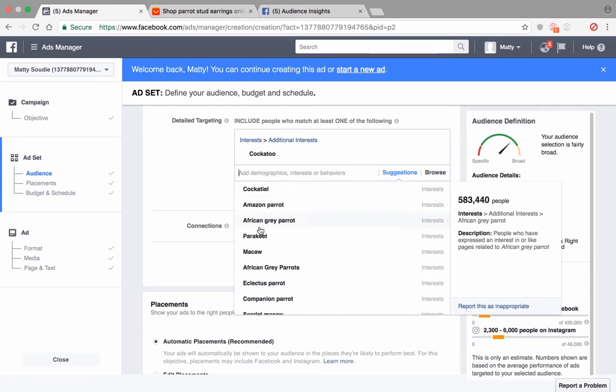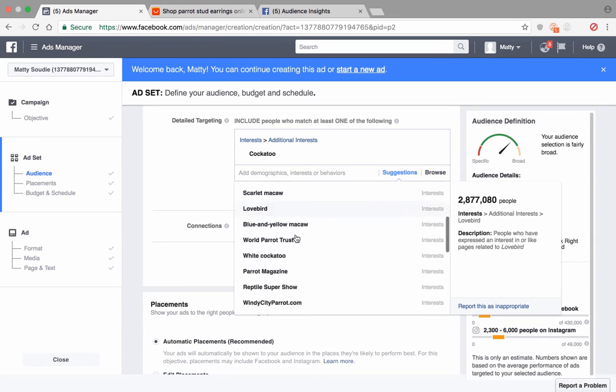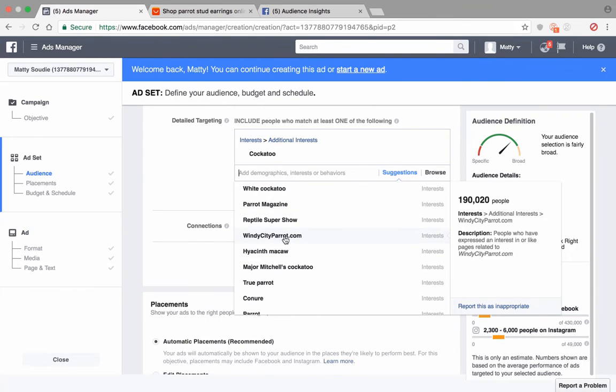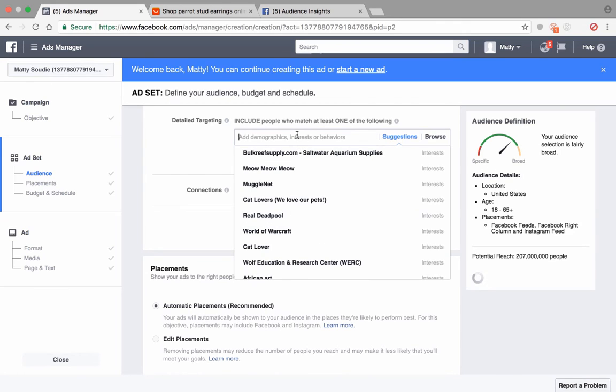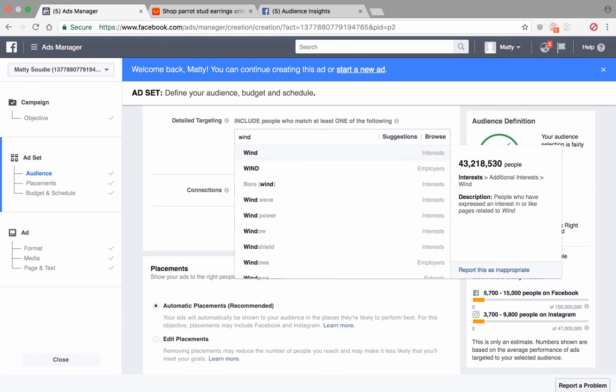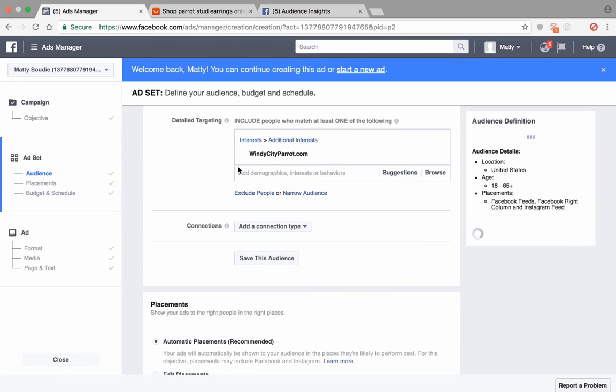So these are a bit more specific, like African grey parrot, something more specific. Eclectus parrots. If you know what a parrot is, generally you're not going to know what an eclectus parrot is. Or a companion parrot is a pet parrot, so someone that's got a parrot as a pet. WindyCityParrot.com, perfect. So now, say we want to go for that. There you go, WindyCityParrot.com. Perfect interest.